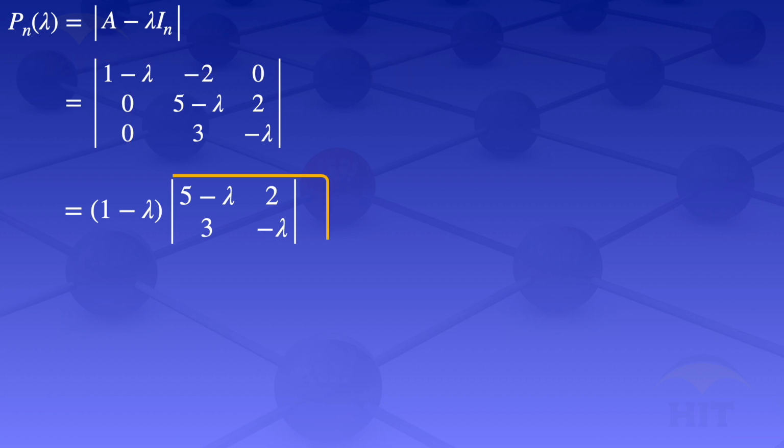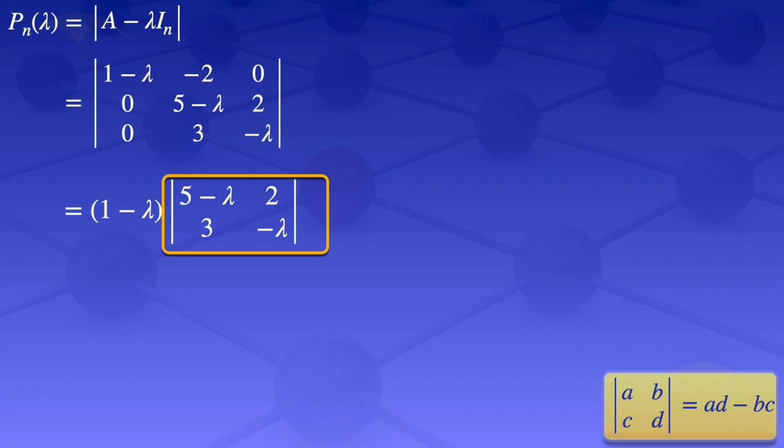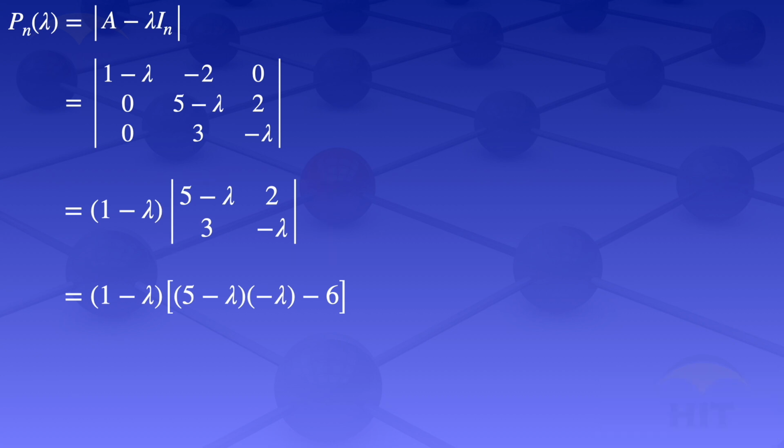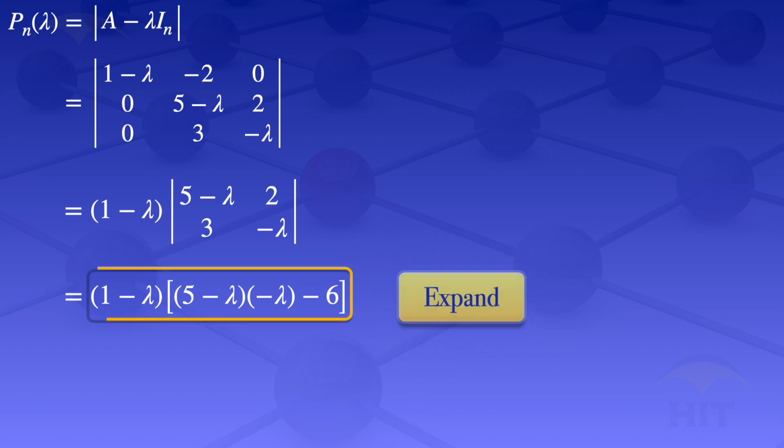Now looking at this part here, this is a determinant of a 2 by 2 matrix. When we have a 2 by 2 matrix A, B, C, D, its determinant is AD minus BC. So when you simplify that highlighted part, we would have 1 minus lambda multiplied by (5 minus lambda multiplied by minus lambda, minus 6). I can then go on and expand this part, and we would have the result as minus lambda cubed plus 6 lambda squared plus lambda minus 6.